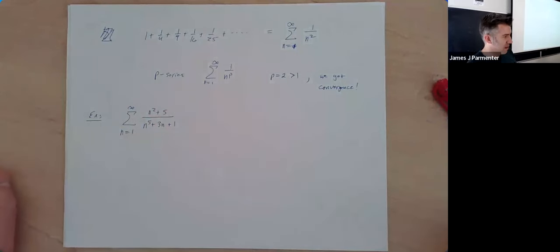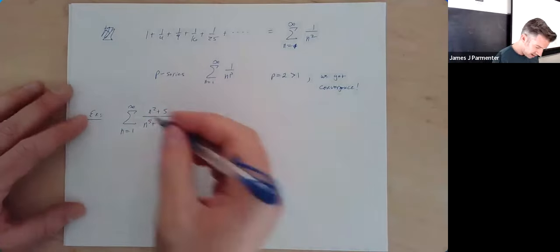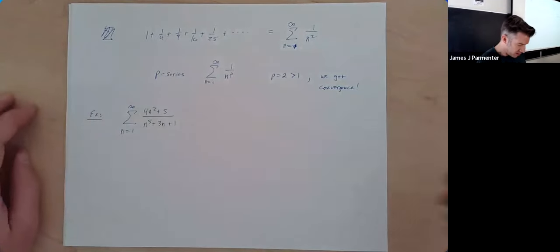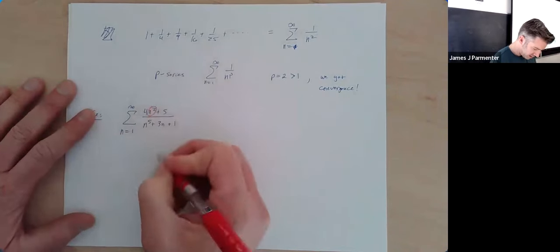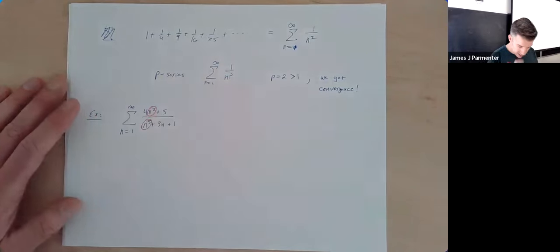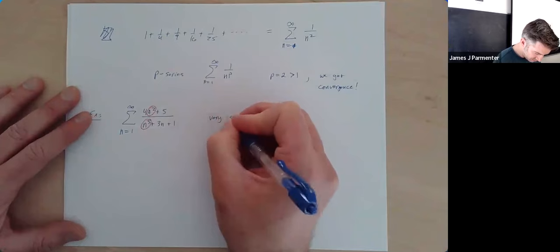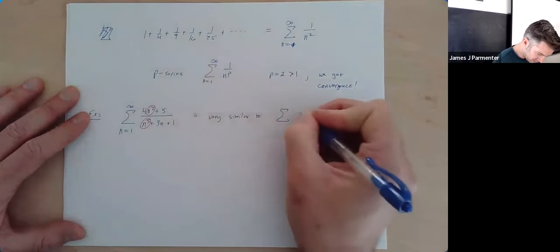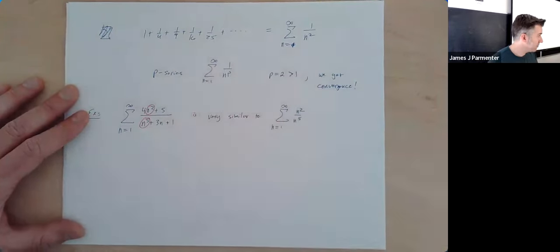All that stuff that's not the highest power of n in the top or the bottom is just noise. The only thing we should really be paying attention to, and actually I'm gonna make this problem just slightly different. I'm gonna make this a 4n squared plus 5 over n to the fifth plus 3n plus 1. But all we should be paying attention to is the highest power of n in the top and the highest power of n in the bottom. So I'm going to say this is very similar to the sum from n equals 1 to infinity of n squared over n to the fifth.